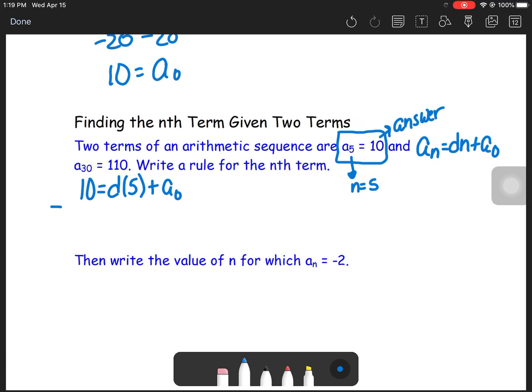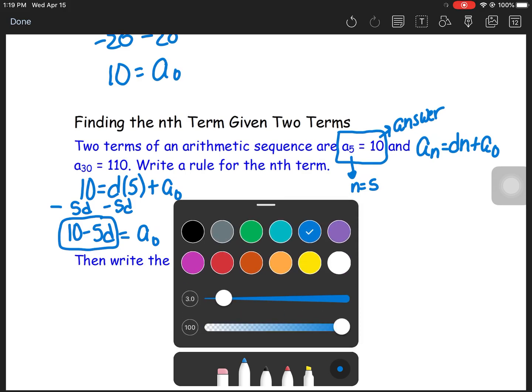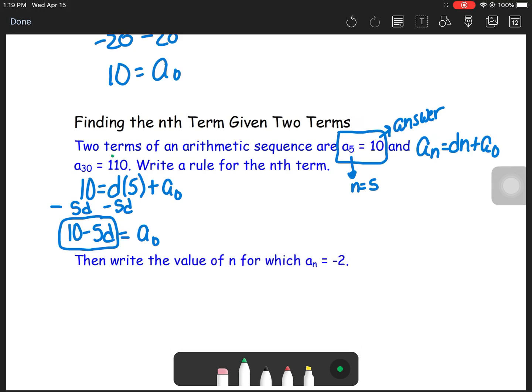So we're going to subtract 5d from both sides. So we have 10 minus 5d is equal to a sub 0. And I'm going to put a box around this because we're going to use it again in just a minute. Now we're going to do the same thing with this point, or part of our rule.